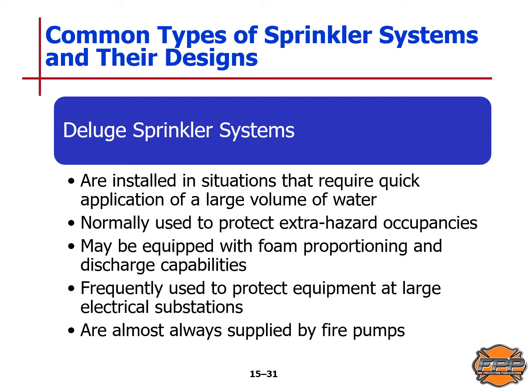A deluge sprinkler system is installed in situations that require quick application of a large volume of water. It's normally not used to protect extra hazard occupancies. It may be equipped with a foam proportional discharge capability. It frequently is used to protect equipment at large electrical substations. They are almost always supplied by fire pumps.